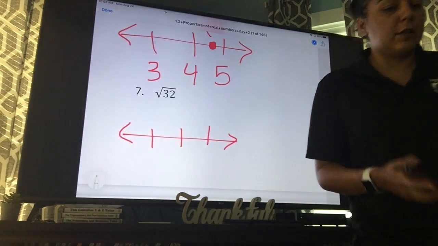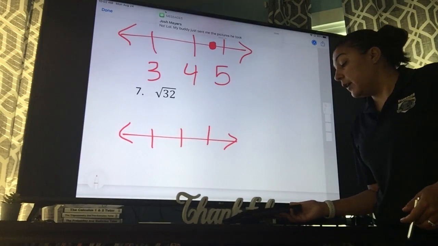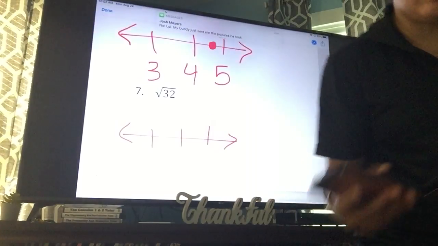Somebody, you know who I'm talking to. I just sent you a message back, so I'm not going to call you out in front of everybody. Okay, a square root of 32. Look, I forgot to do it. No, got sidetracked.